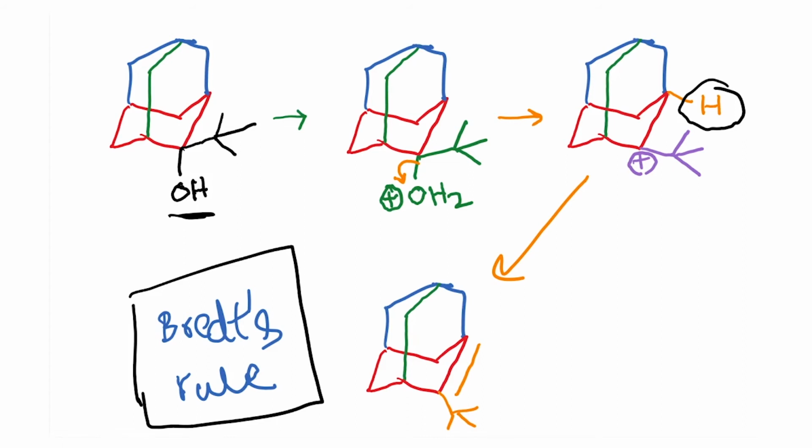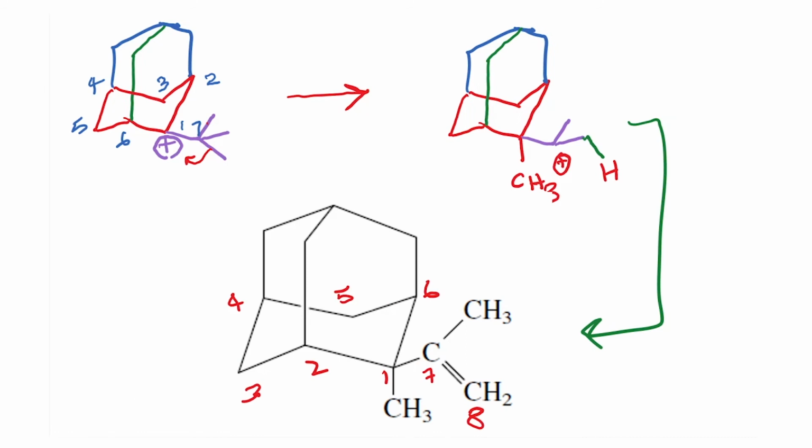Okay, so instead, you can imagine that there could be a migration of this methyl group over here, and that puts this methyl in this position. I forgot to mention, but you need to number these carbons. So 1, 2, 3, 4, 5, 6, and this would be carbon 7. So in place of the carbocation at carbon 1, you now have a methyl group, and the valency of carbon is satisfied, and so therefore there's no positive charge.